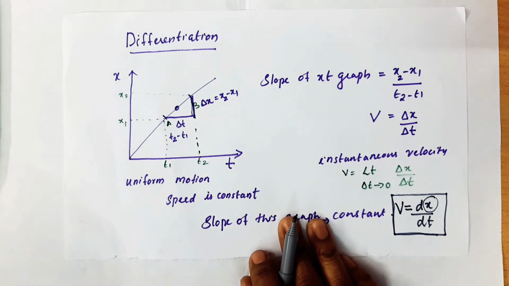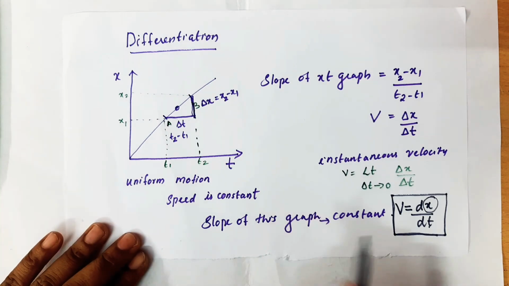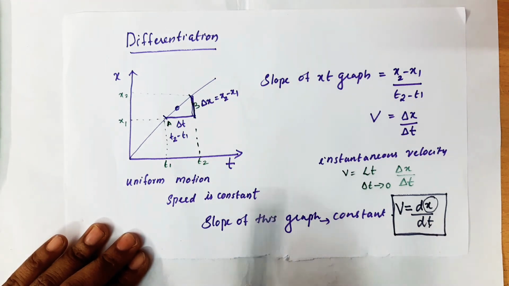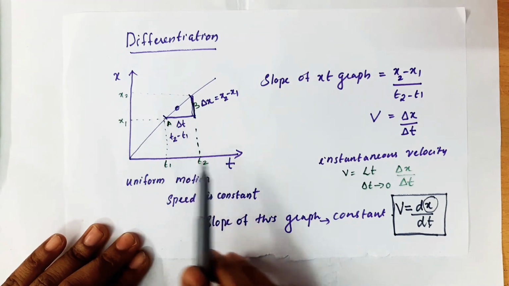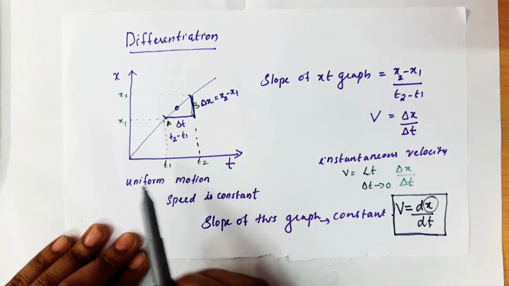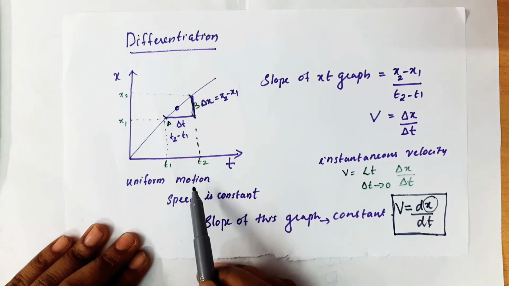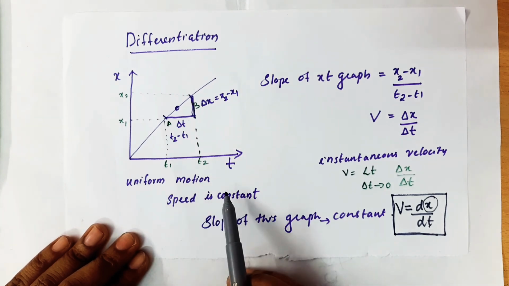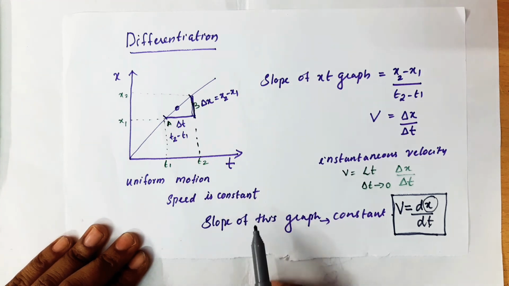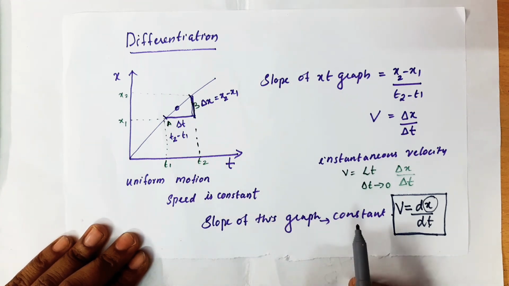So my dear students, you need not worry about this. With this differentiation, I am getting an expression for velocity, dx by dt. So what I did first, I drew an x-t graph. I got a straight line. Straight line means, as you learned in 9th class, uniform motion. Uniform motion means speed is constant. How can you tell like that? You can draw a slope. Slope of the graph is constant.